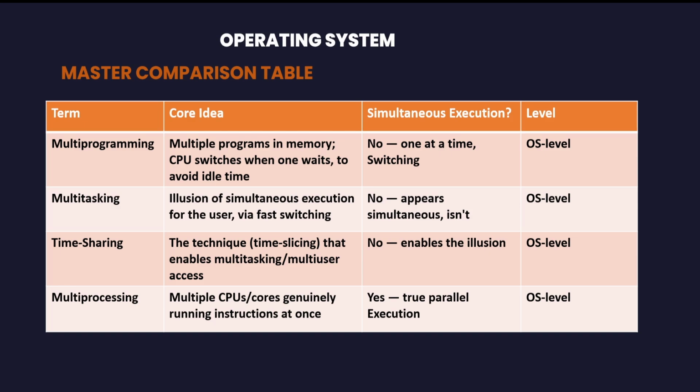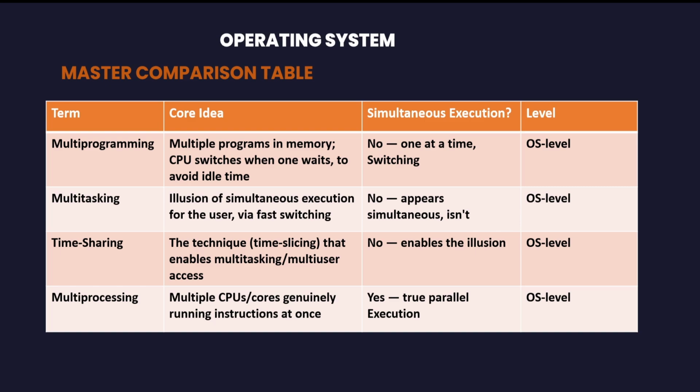Second is multitasking. Core idea is illusion of simultaneous execution for the user via fast switching. The switching is happening within a time slice. Is there simultaneous execution? No. It appears simultaneous, but it is not. Difference between multiprogramming and multitasking. In multiprogramming, the CPU switches only when one process waits. In multitasking, the switching happens actively after a tiny time slice, making them all run concurrently in real time.